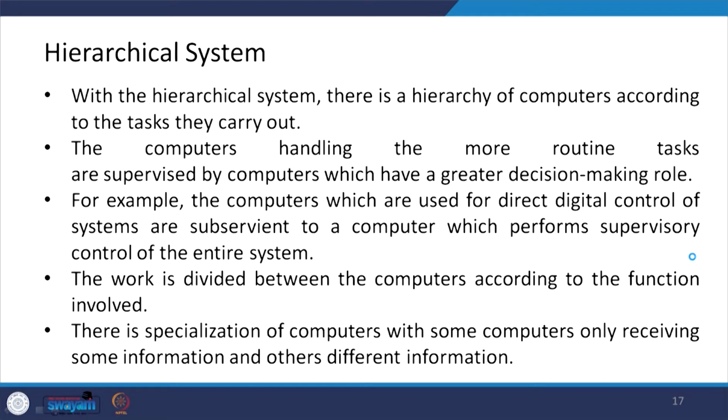Now, let us look at the hierarchical system. With the hierarchical system, there is a hierarchy of computers according to the task they carry out. The computers handling the more routine tasks are supervised by computers which have a greater decision making role. For example, the computers used for direct digital control of systems are subservient to a computer which performs supervisory control of the entire system, and the work is divided between the computers according to the function involved. There is a specialization of computers, with some computers only receiving some information and others different information.